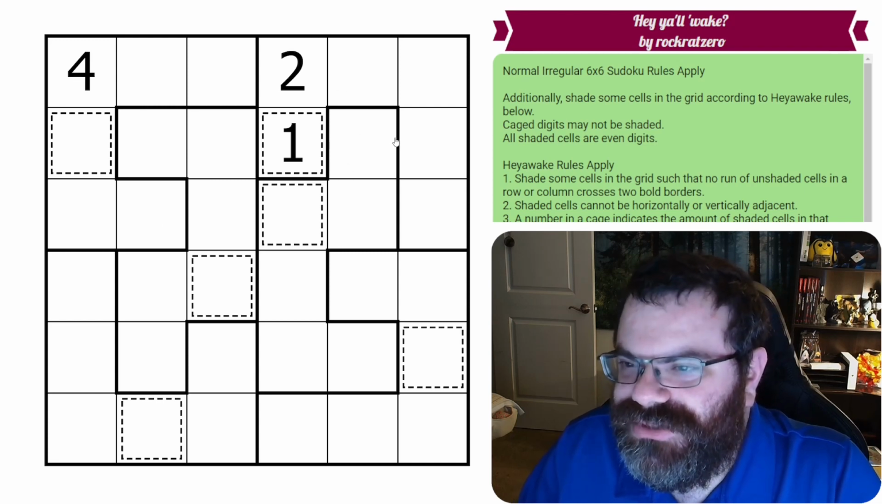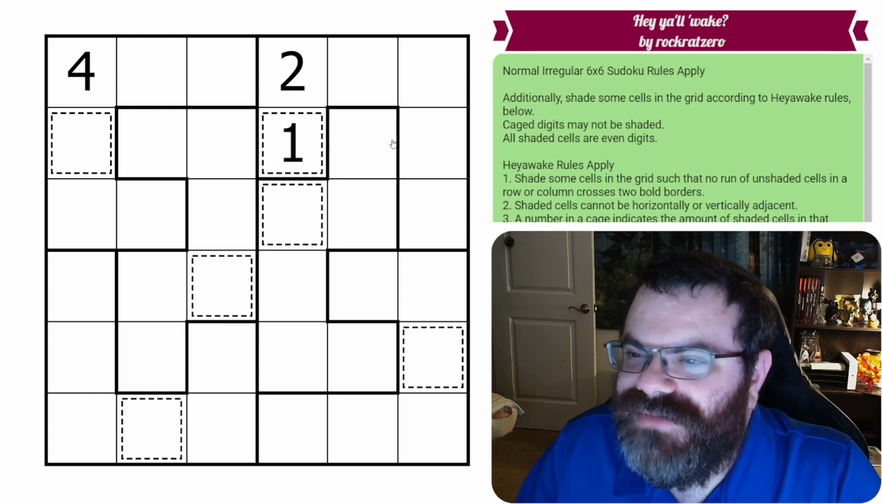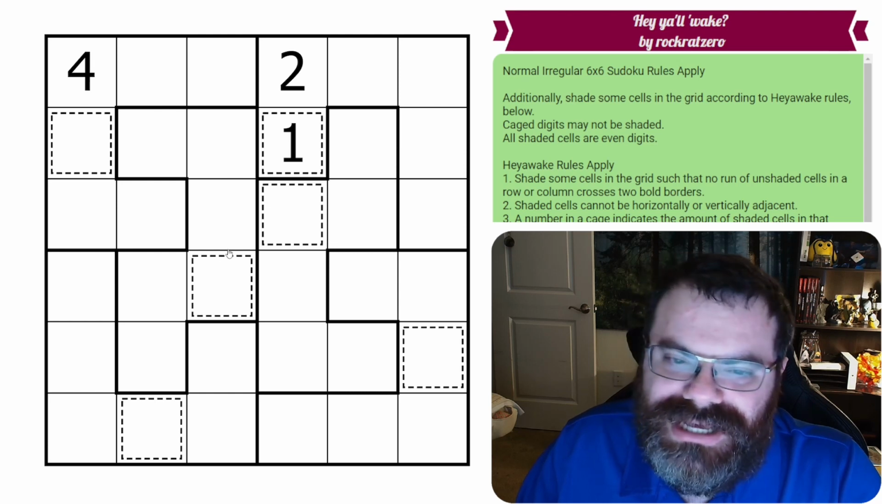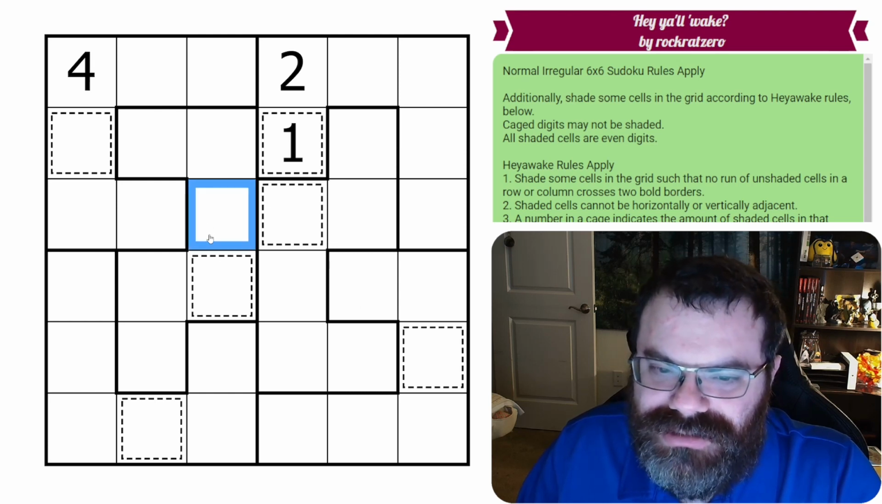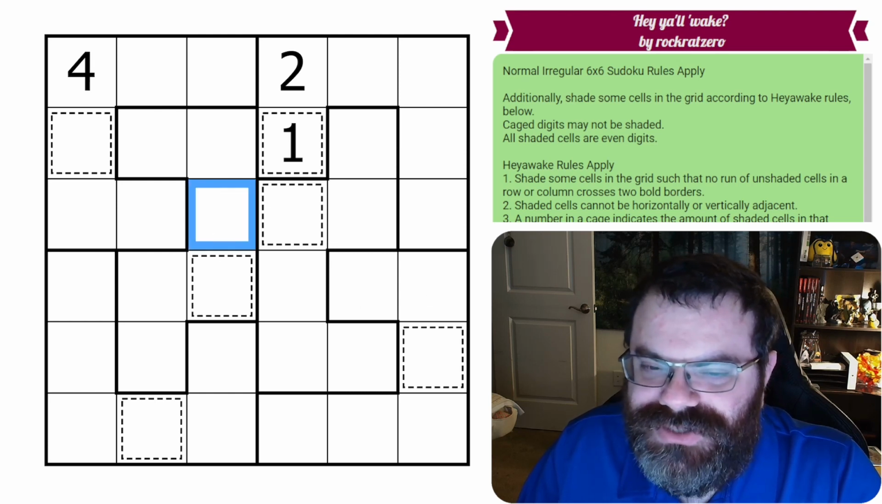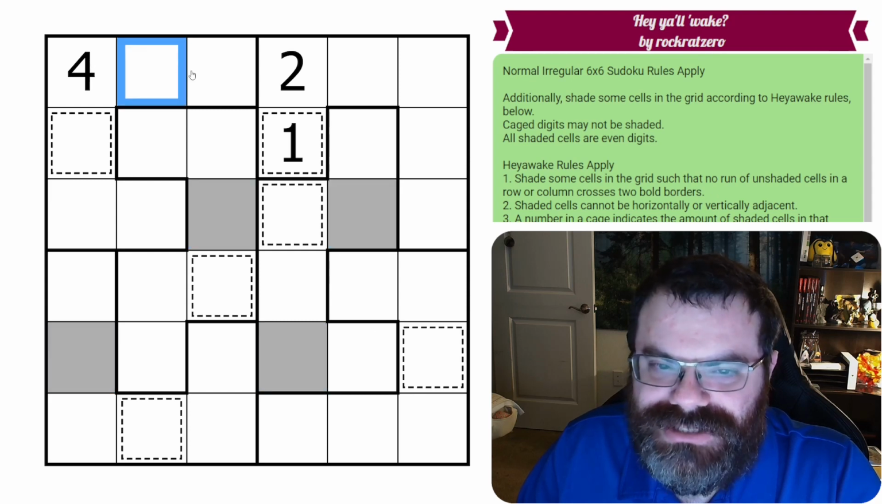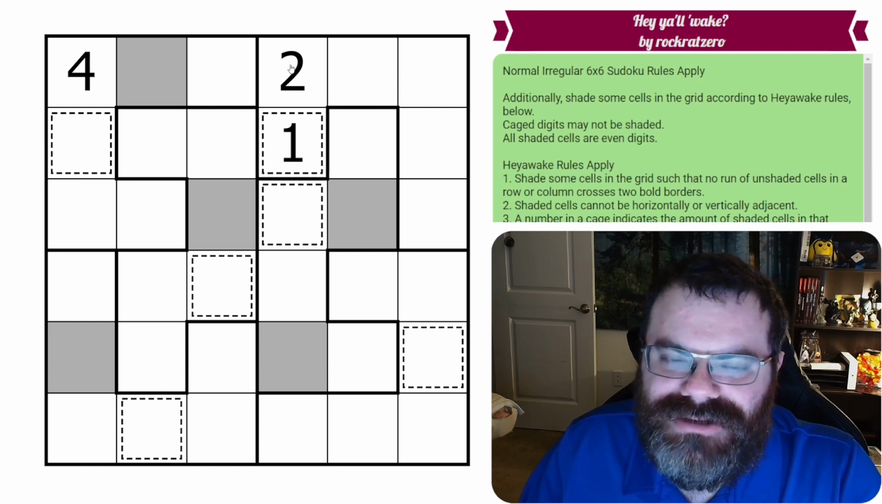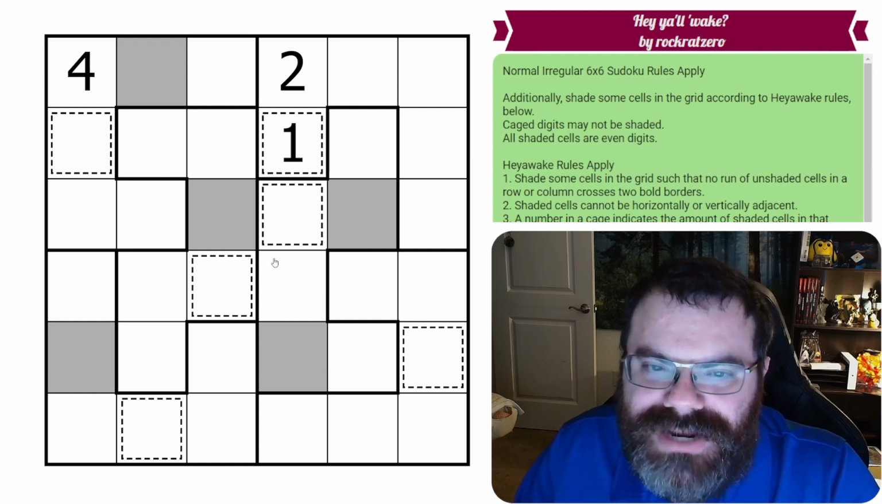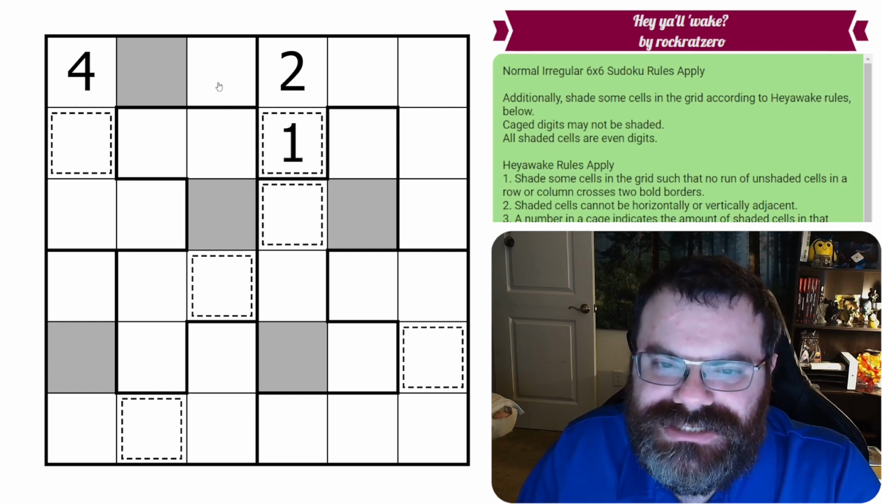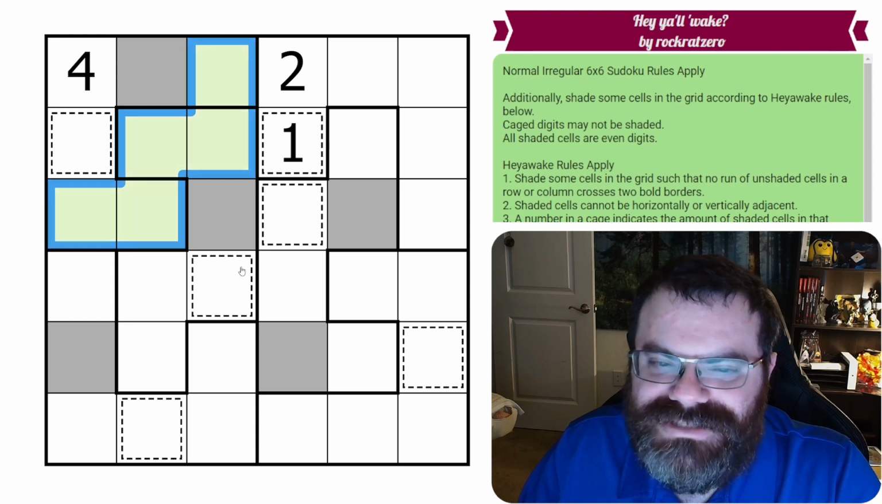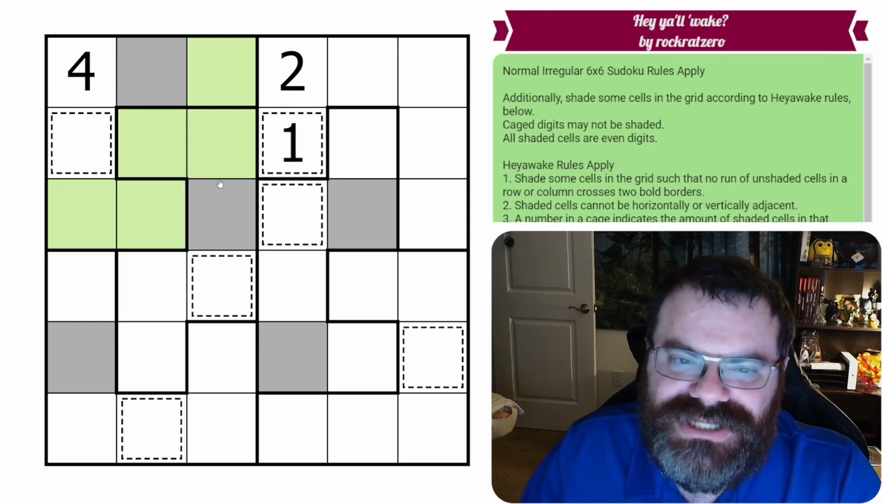So in addition to those Sudoku rules, we're going to be shading some cells in the grid. Now, I'm going to use traditional colors for the shading. So I'm going to use gray for shaded cells. So some of these cells are going to be gray. We don't know which yet, but some of these cells will be gray. And then all the other cells are unshaded. But I'm going to use green to designate cells that we've logically deduced must be unshaded.